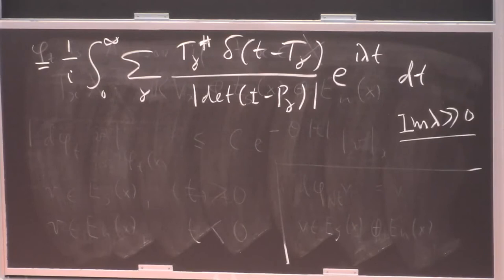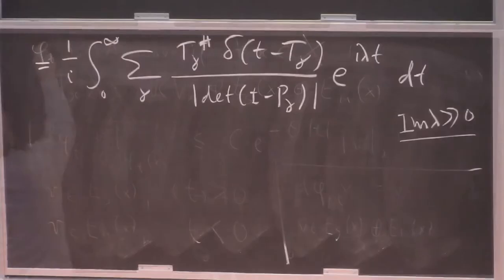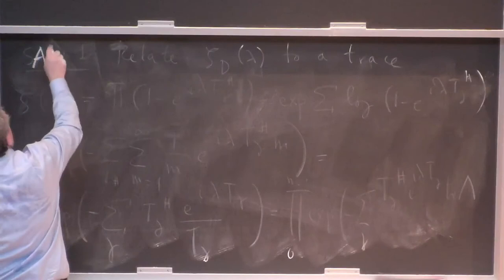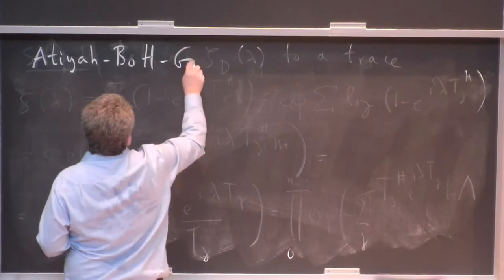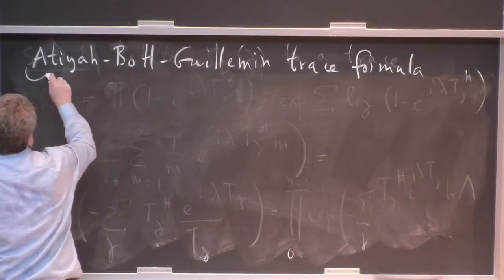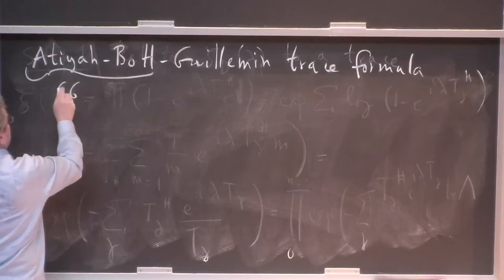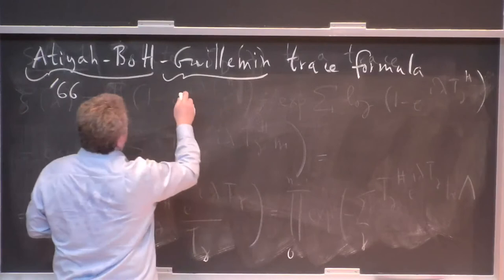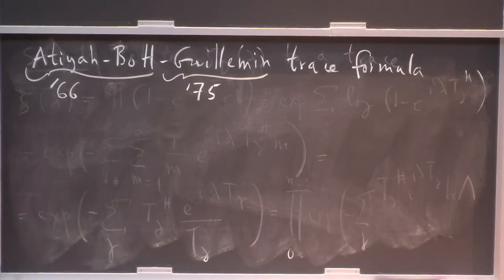Well, I want to relate to a trace, and I'll do it now. And we have the following old trace formula. I stated it just for the case of this zeta zero, but that's okay. So this is the Atiyah-Bott-Guillemin trace formula, and it's very old. Atiyah and Bott did it for maps in, I think, '66, and Guillemin generalized it to flows in '75, so a long time ago.